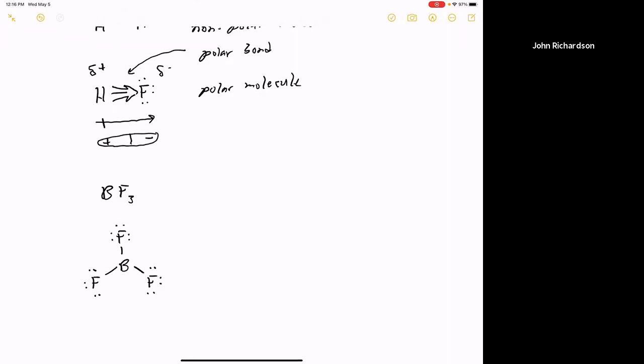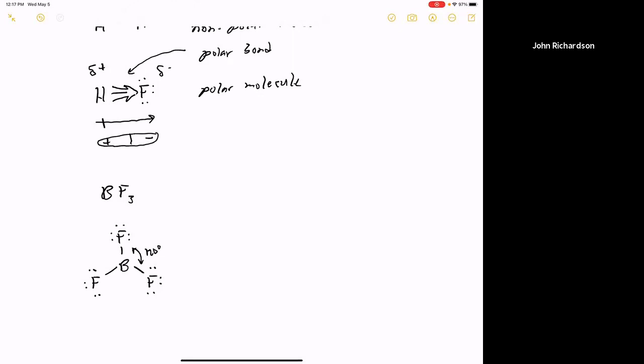So we know that in an AX3 situation, the bond angles are going to be 120 degrees all the way around, okay? So that's what geometry? We call that a trigonal planar geometry. Now, here's why this is important. I can now look at this from the point of view of either the bond or the molecule in terms of polarity. So if you look at the bond, you're going to see that I've got a polar bond.